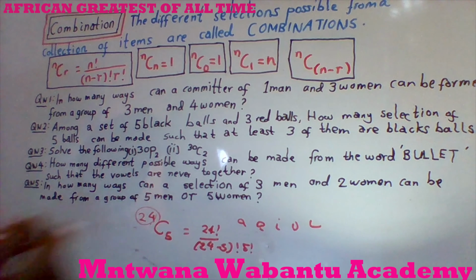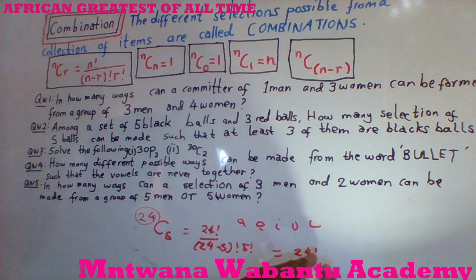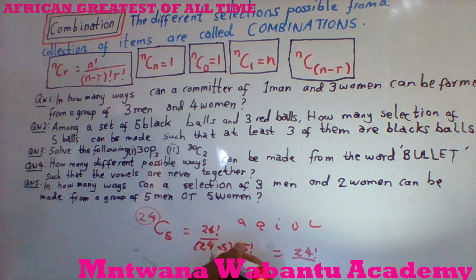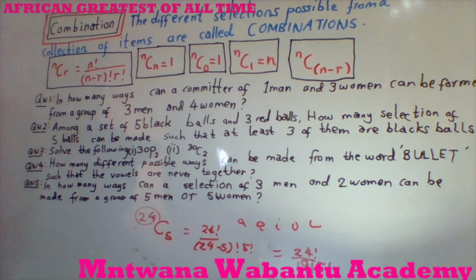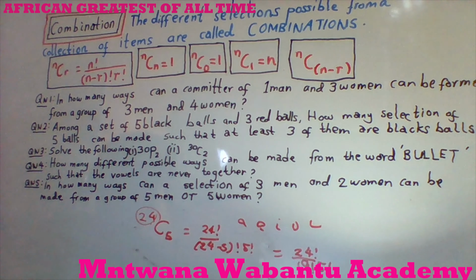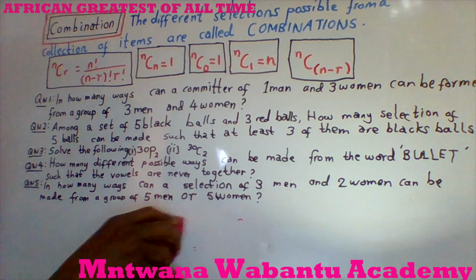So this time we say 24 factorial, and then we divide by 24 minus 5, equal to 19 factorial, and then 5 factorial. Plug that in the calculator and you're gonna get the answer. So that's how you do combination. Let's take question number 1 and see how they want us to do it.